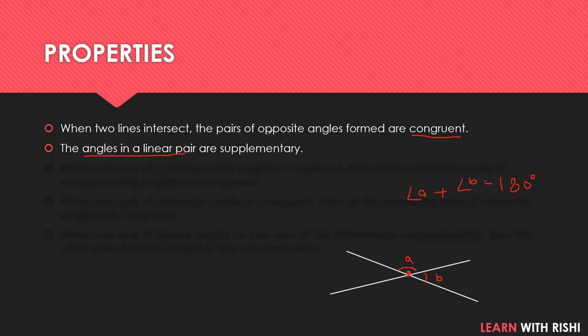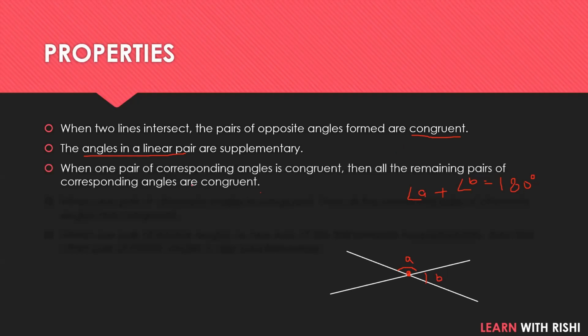Let us move to the next property, property number 3. When one pair of corresponding angles is congruent, all the remaining pairs of corresponding angles are congruent. So let us see this one example. These are my two lines. This is my transversal. So let us see, this is my corresponding angle, angle A, and this is my corresponding angle, angle B. Now, according to the property, one pair of corresponding angles is congruent. Congruent means equal, or the measure of angle A and the measure of angle B is equal.